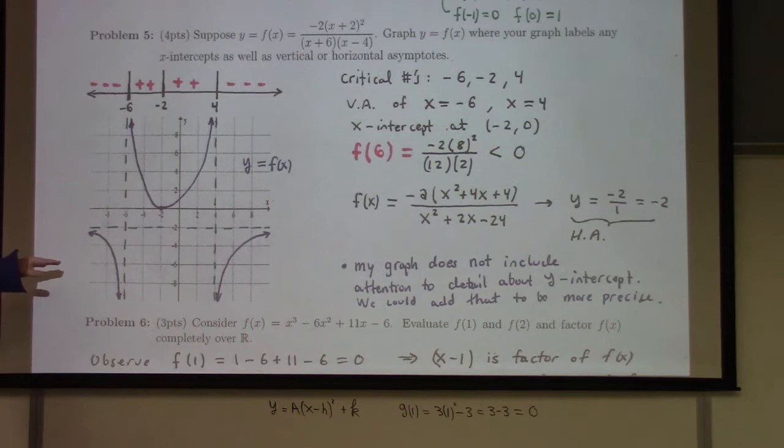Make sure you don't cross the x-axis where you don't have a critical point, right? Because you can only cross the x-axis or touch the x-axis where you've got critical numbers. That's a good guide, right? And then think about your horizontal asymptote, right? The horizontal asymptote's usually 0, but if it's not 0, it's just going to be the ratio of the leading coefficients, right?